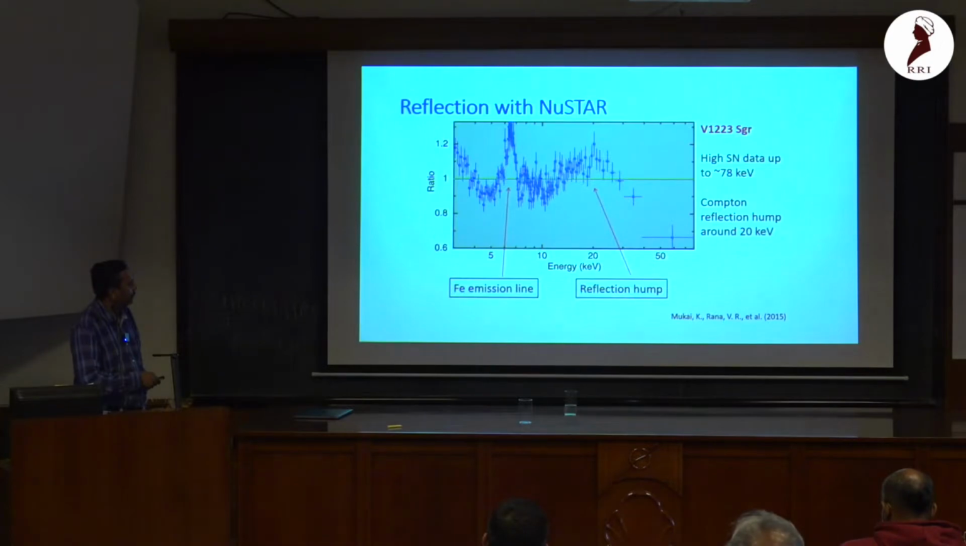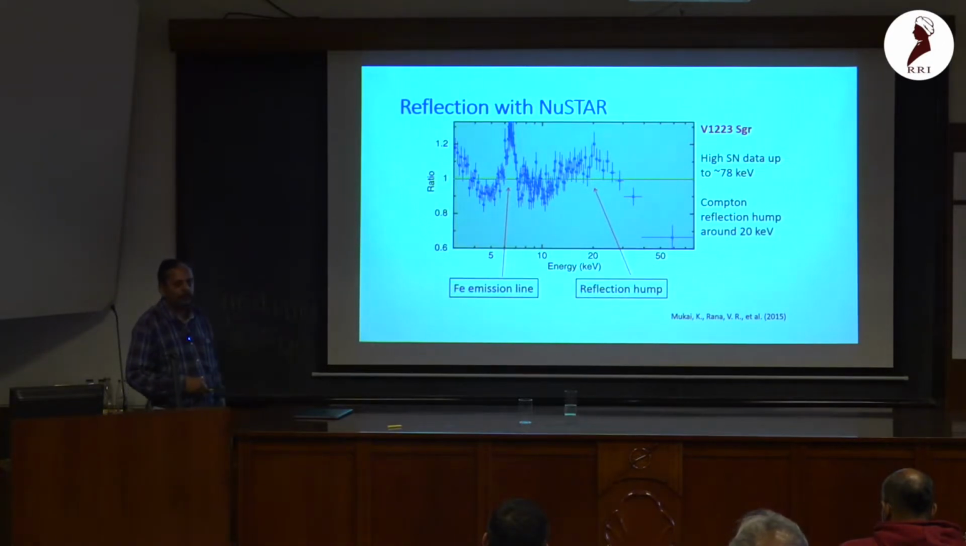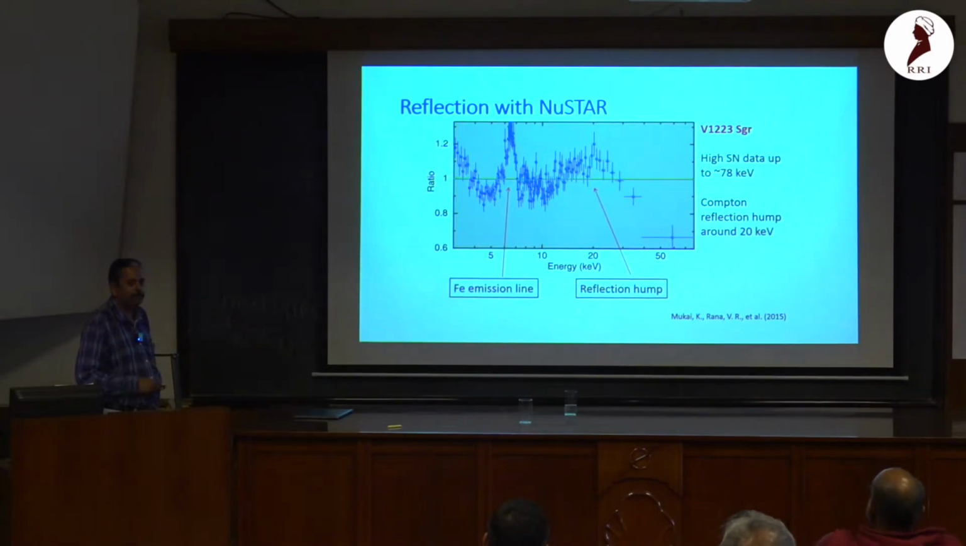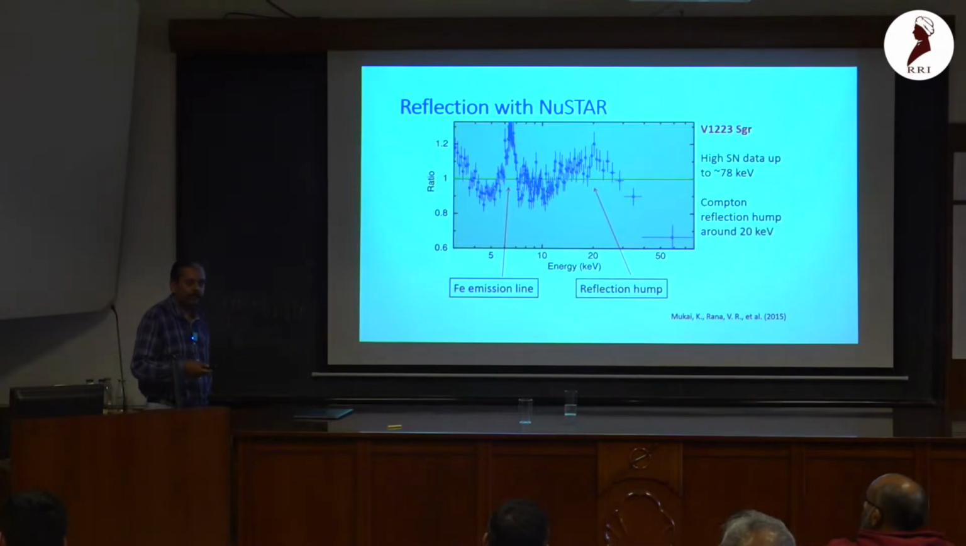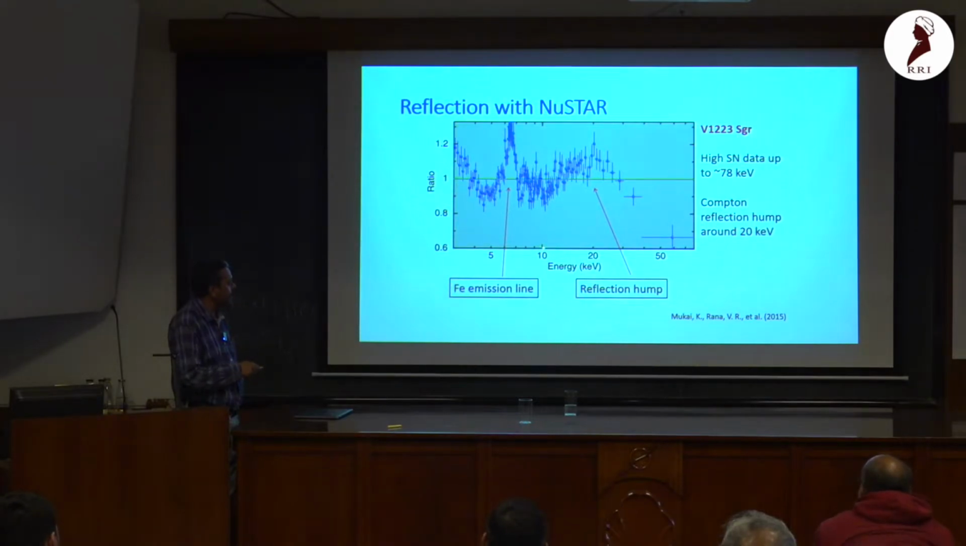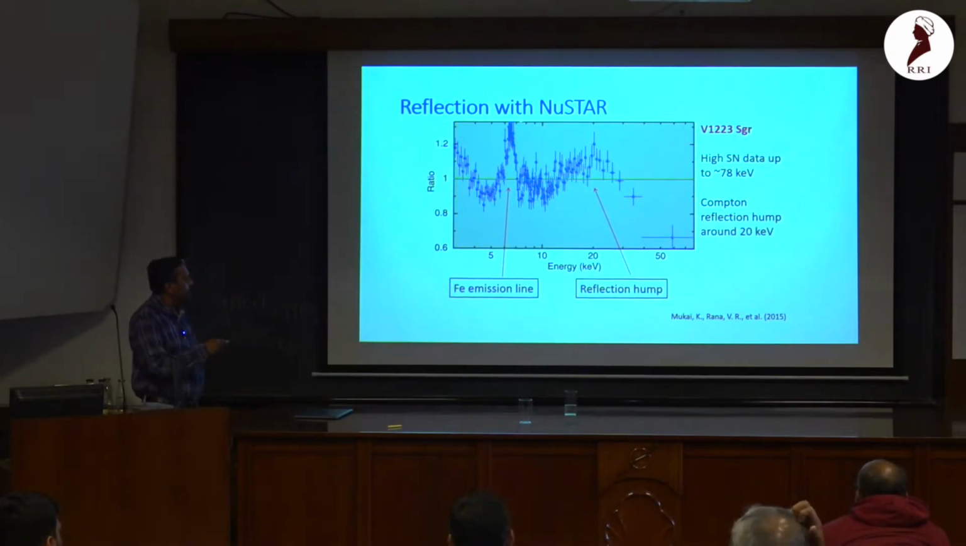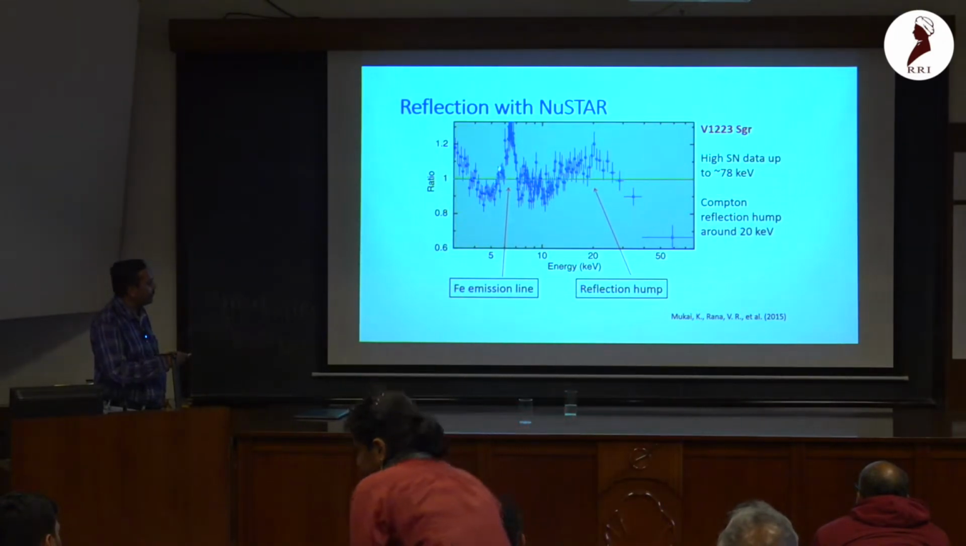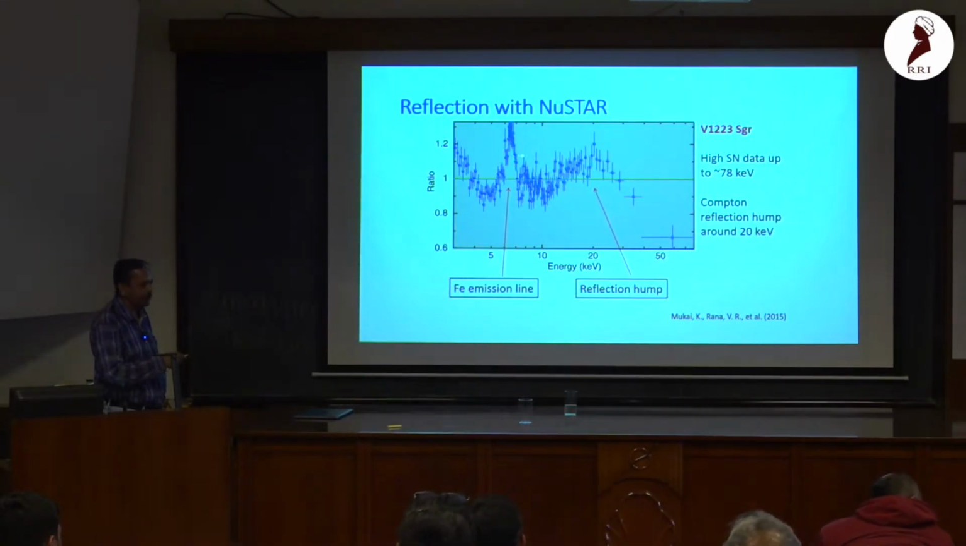the spectra basically show very beautiful, very nice spectra. So it was for the first time possible to look at the signature of the reflection, as I told you, the reprocessed emission. Earlier it was not possible because of the lack of sensitivity in the region above 10 keV. And simultaneously we can also detect the iron line. So this hump corresponds to the presence of the iron emission line.